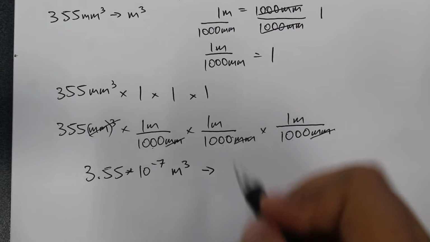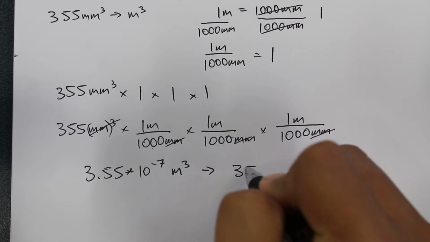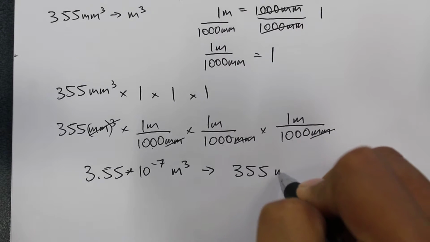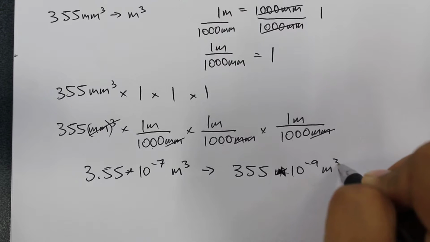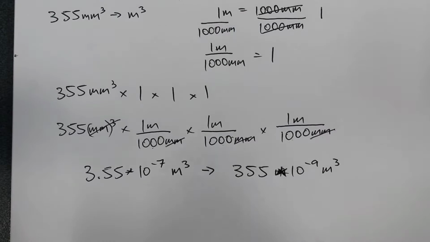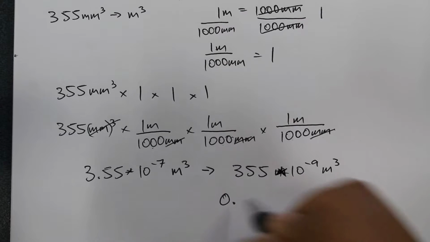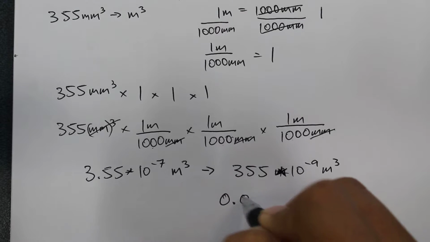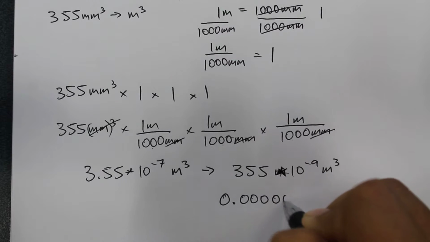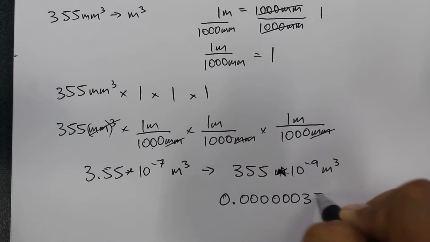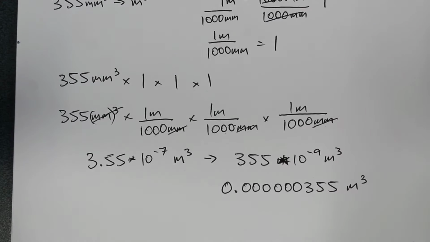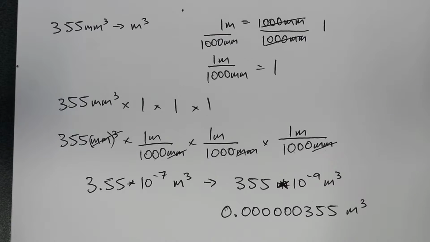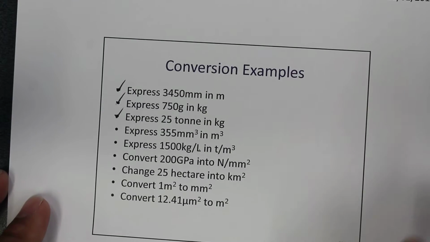This is completely identical to writing 355 times 10 to the minus 9 meters cubed, or if you wish we can write this as 0.000000355 meters cubed.